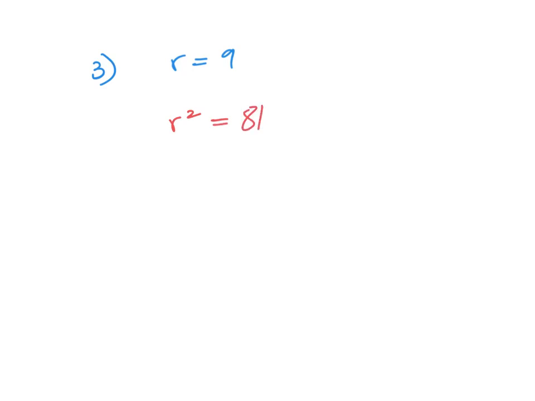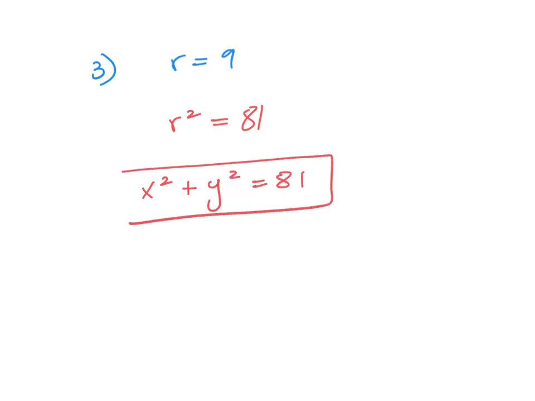So what is r squared? x squared plus y squared is equal to 81. Isn't this an equation of a circle where the center is what? The origin 0, 0, and the radius is 9. So you see how when we change it to rectangular, it makes more sense to us?